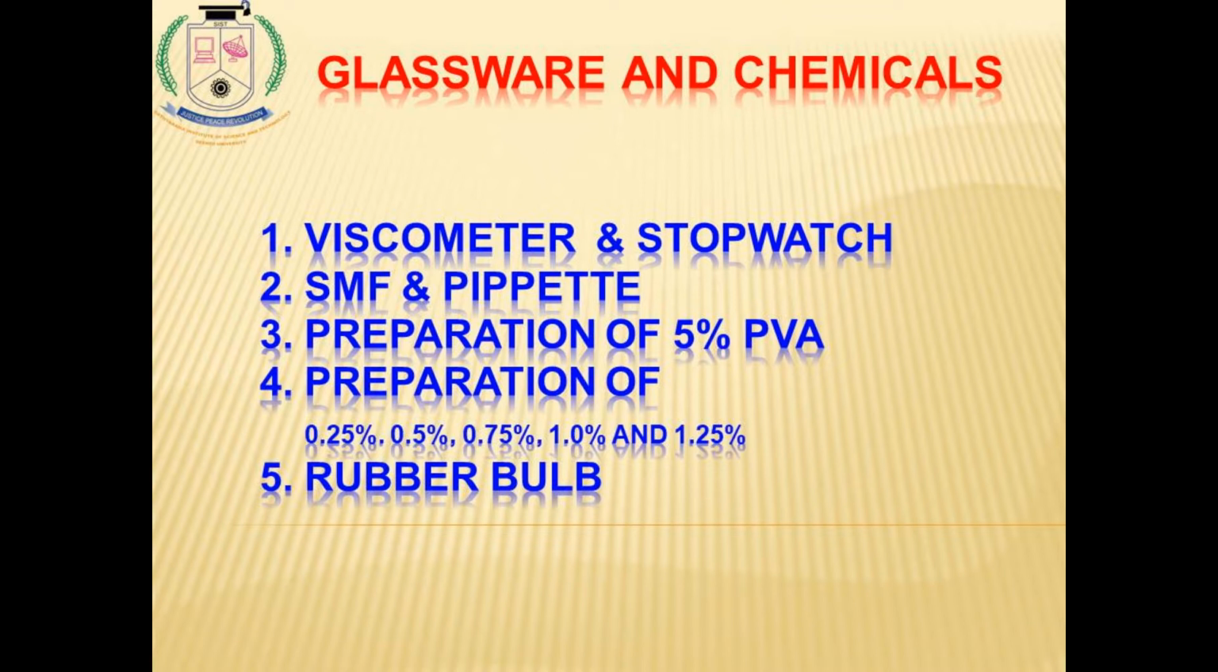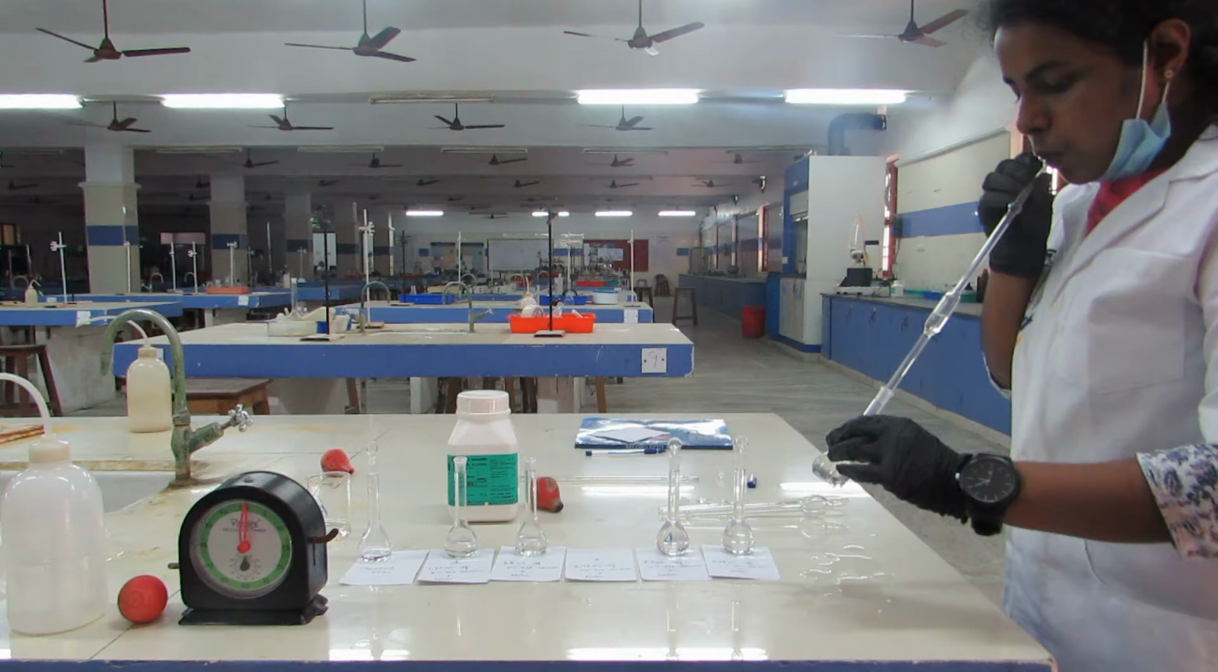Glassware and chemicals required for this experiment are a viscometer and stopwatch, SMFs, a pipette, the preparation of 5% PVA, the preparation of 0.25, 0.5, 0.75, 1.25 percentages of polyvinyl alcohol, and a rubber band. So we need all these tools, glassware and chemicals for this experiment.